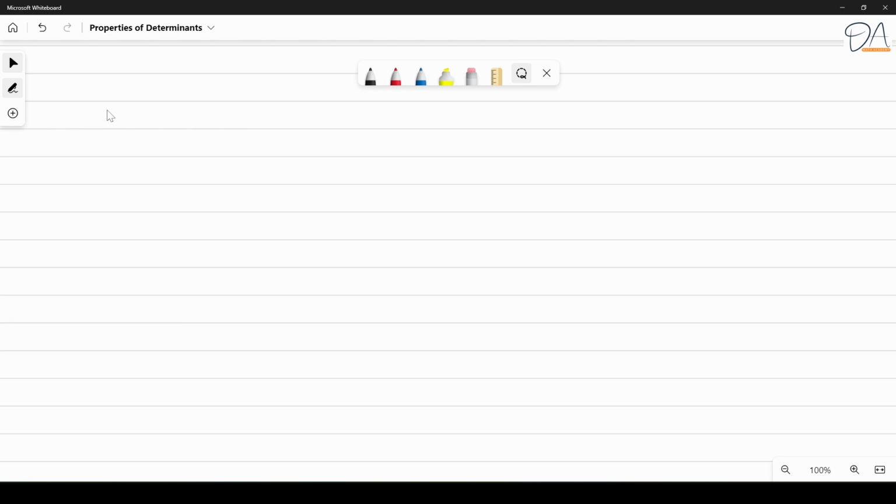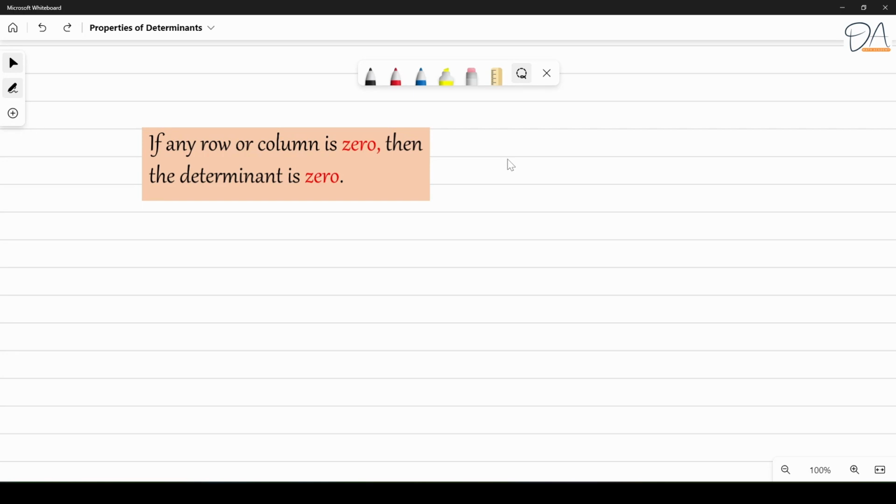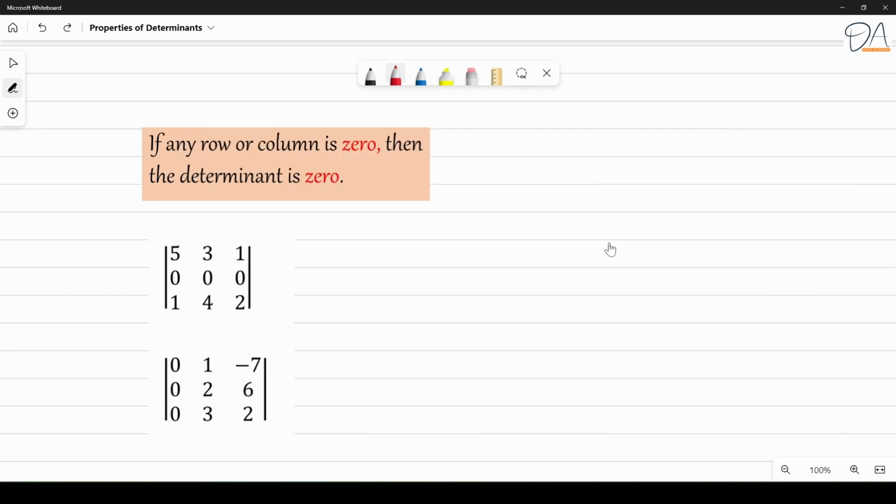So let's get started. The first property is this. If any row or column is 0, then the determinant is 0. For example, if you're looking at this determinant, we can see that we have a row of 0. So immediately the value of this determinant is 0 without doing any calculation. Similarly, in the second determinant here, we can see that there is a column that consists of 0. So also the value of this is 0. You don't need to do any calculation. The value of the determinant is 0 in these cases.